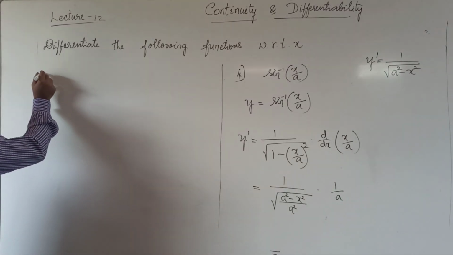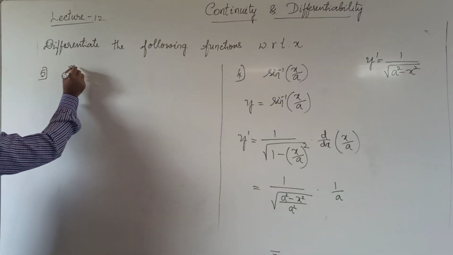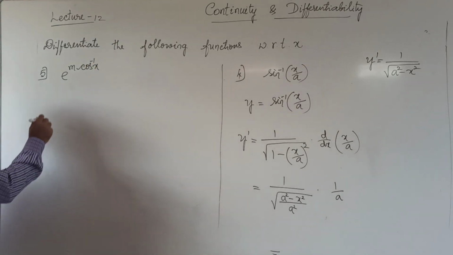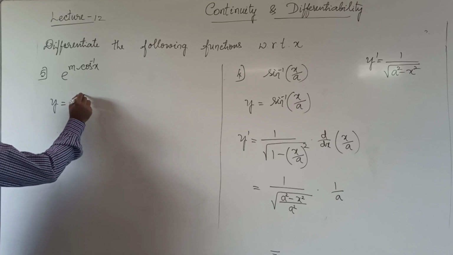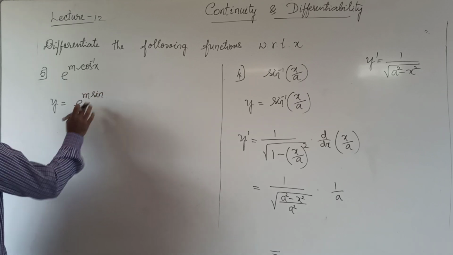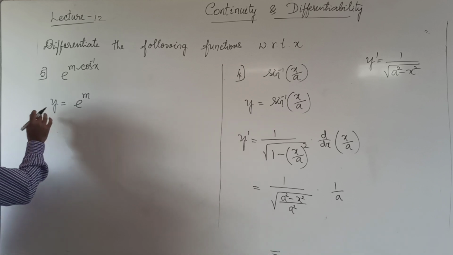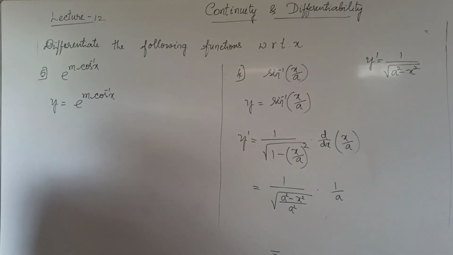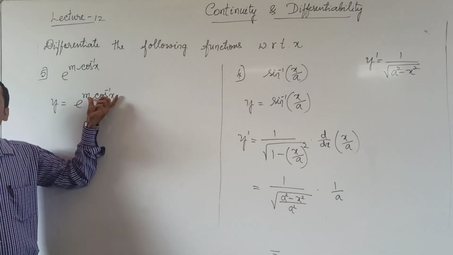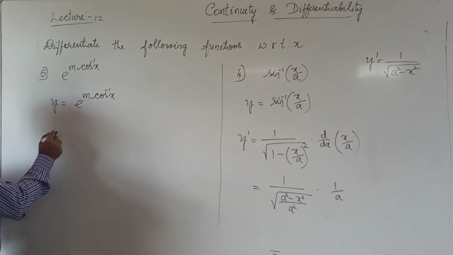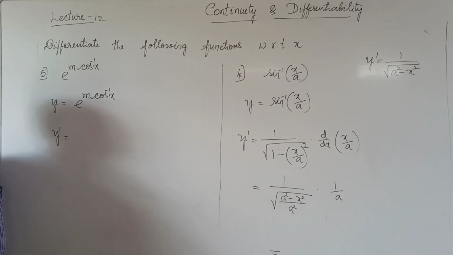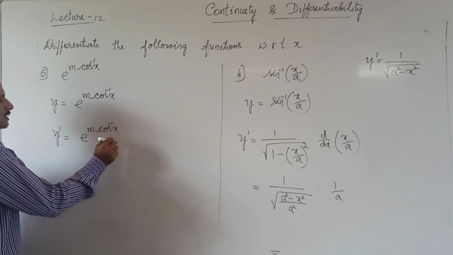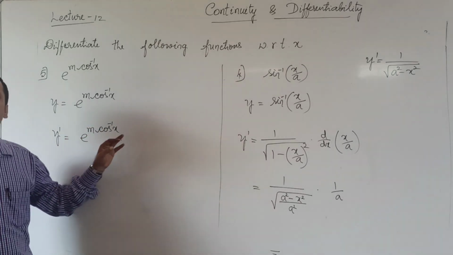E power m cos inverse x. So as always I will take this as y. So y is equal to e power m cos inverse x. Okay. This is of the form e power x. What is the derivative of e power x? Derivative of e power x is e power x itself. So e power m cos inverse x into d by dx of m cos inverse x.